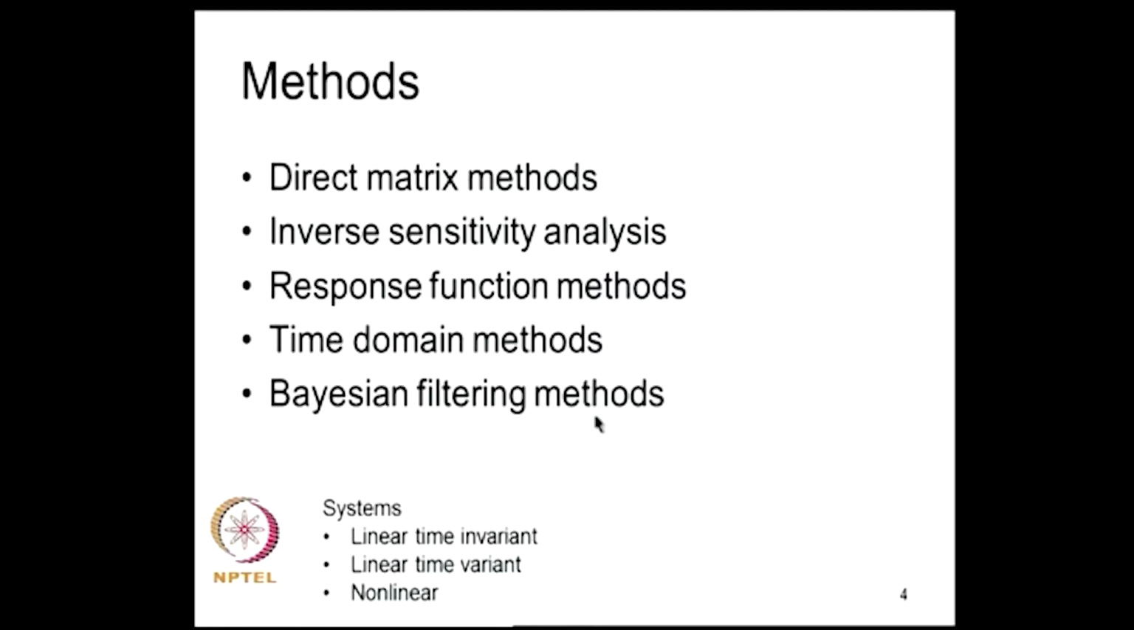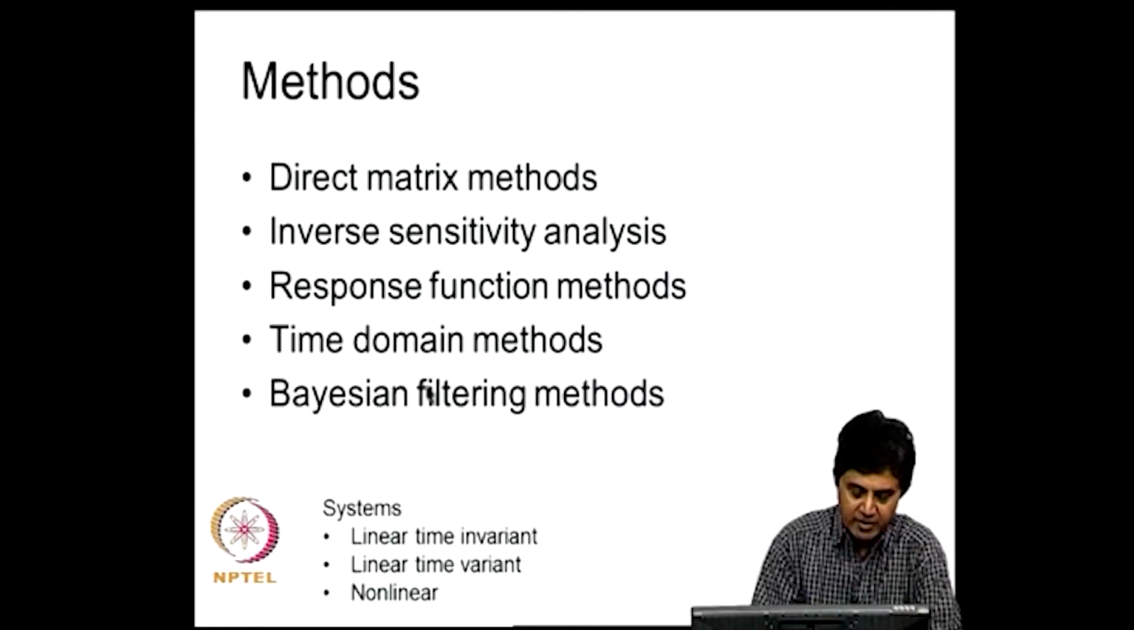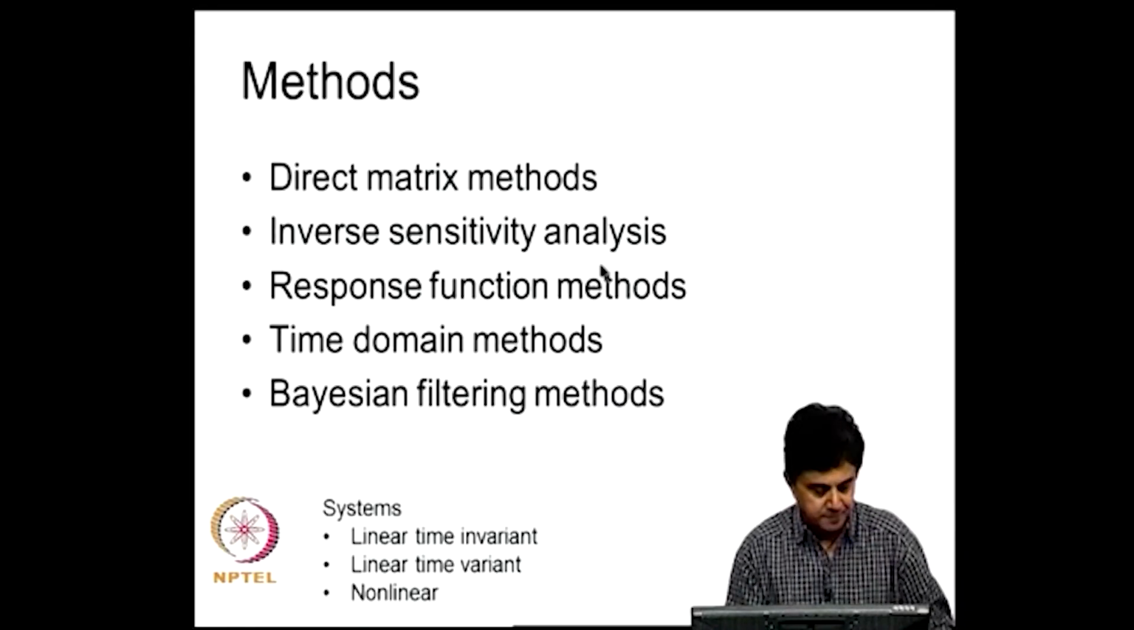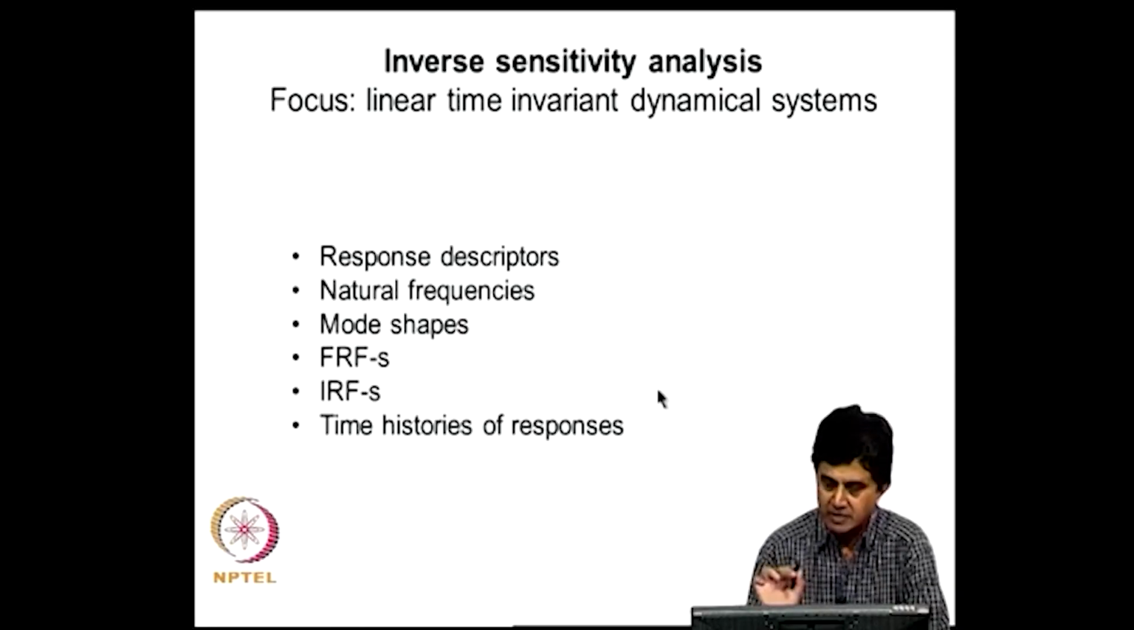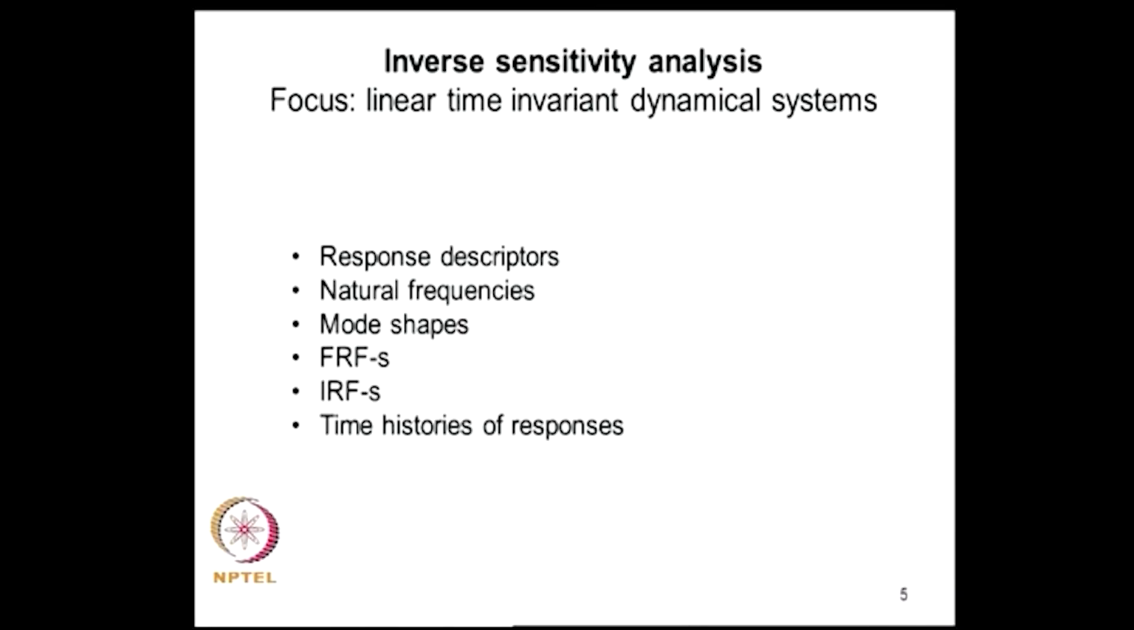Among these various methods, the Bayesian filtering methods are the most powerful, but the background to develop these methods requires developments in theory of probability, statistics and random processes, and Bayes theorem in particular, Markov process theory and so on and so forth. Since this has not been addressed in this course, we will not be considering questions on Bayesian filtering methods. Other methods I will briefly touch upon, but the main focus of our discussion will be on inverse sensitivity analysis, and we will focus on linear time invariant dynamical systems.